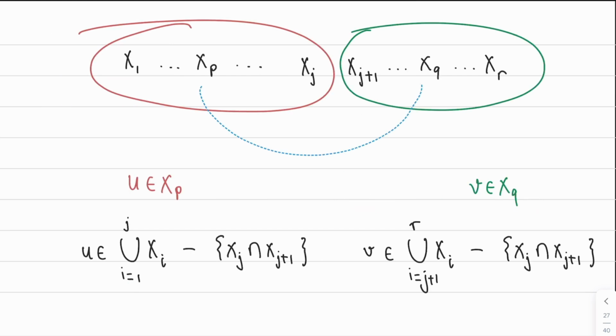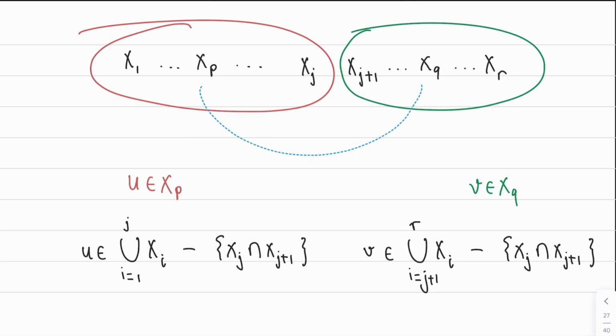So let's argue this by contradiction. Let's say that there is some vertex in A minus B that has an edge to some vertex in B minus A. So let this vertex in A be u, okay? Because A is the union of the first j bags, u must belong to one of these bags. Let's call that bag X_p. It might belong to multiple bags, and that's fine; if that's the case, just pick one of them arbitrarily. Similarly, v must belong to one of the bags between X_{j+1} and X_r. Suppose v belongs to X_q, okay? v must belong to one of these bags.